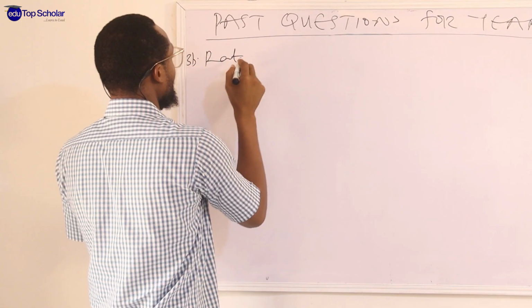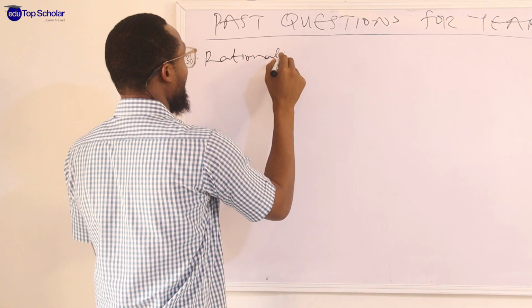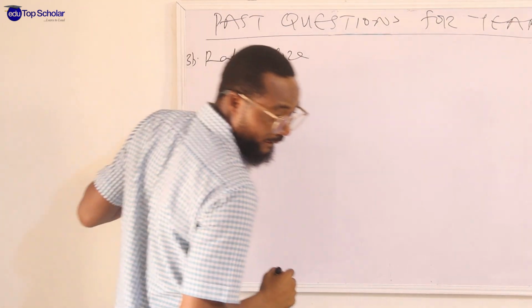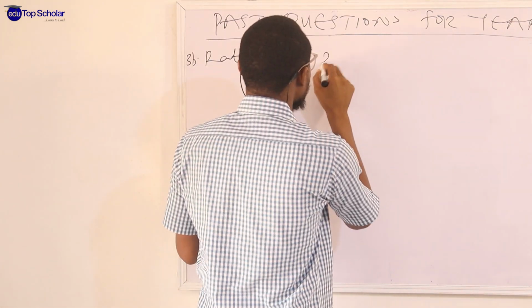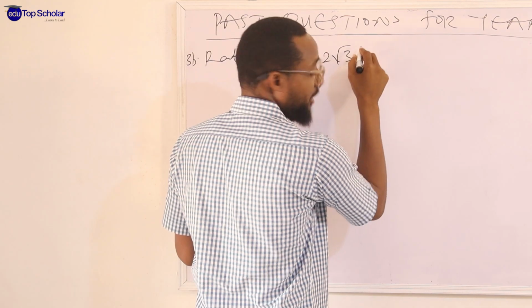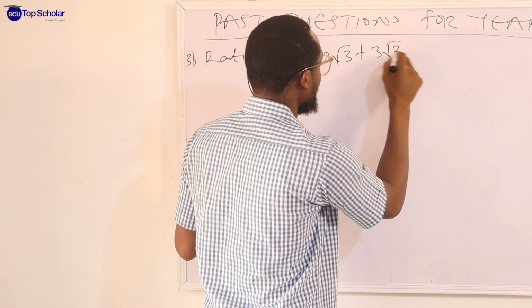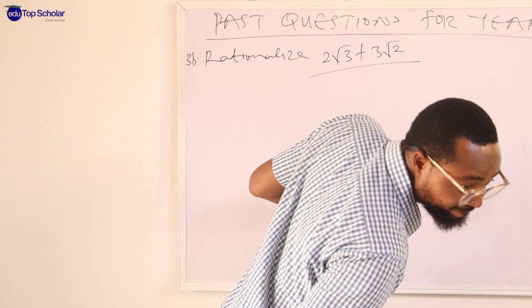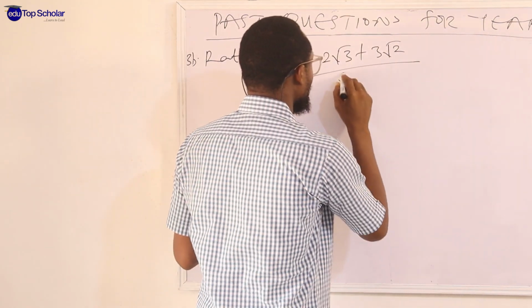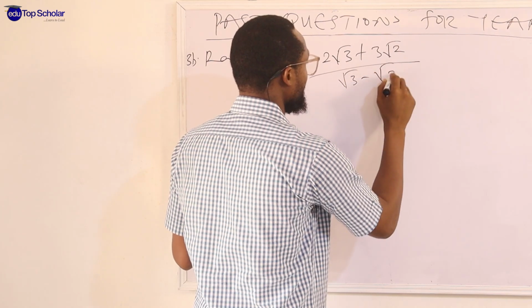3b. Rationalize (2 root 3 plus 3 root 2) divided by (root 3 minus root 2).